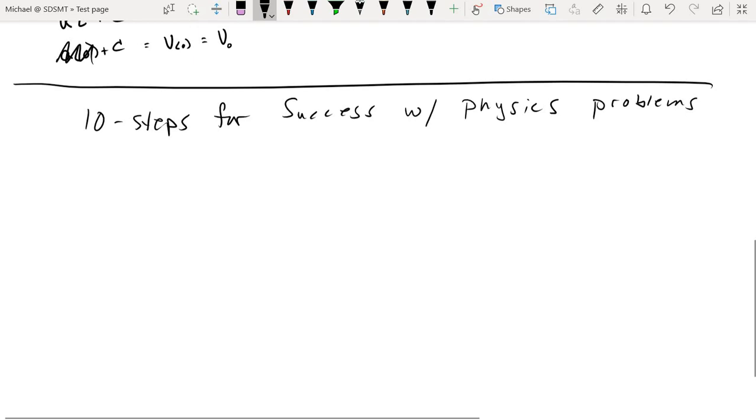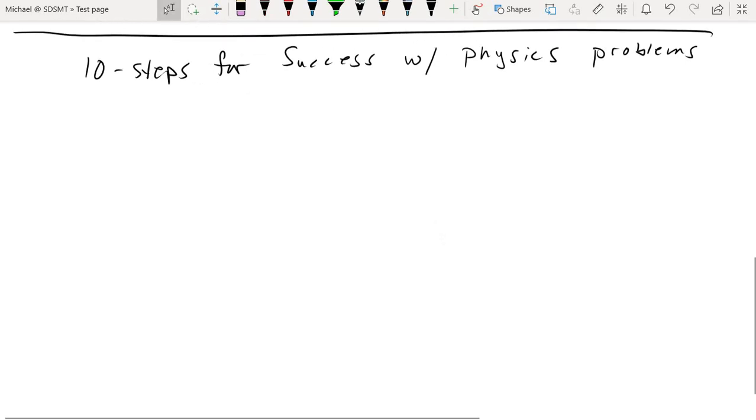And technically this could be for any kind of homework or test problem in any class. It doesn't have to be physics, it could be engineering, math, you name it. Other professors may have a similar step-by-step process. I've seen some that were 7 steps. I've seen some that were like 13 steps, but I think 10 steps is a nice round figure.